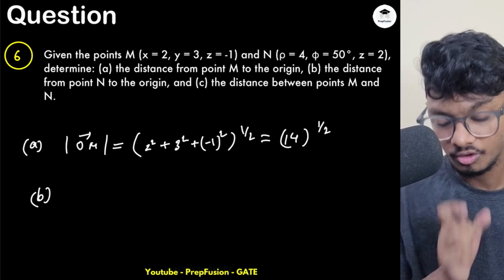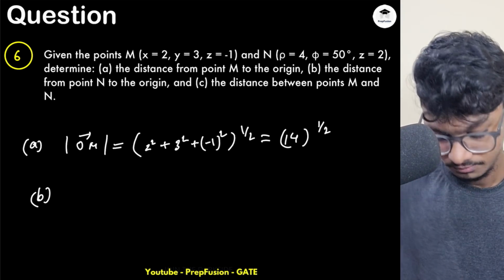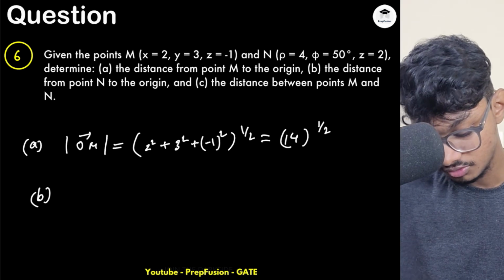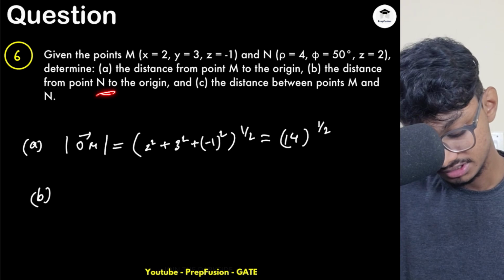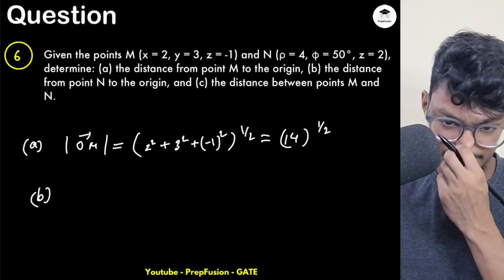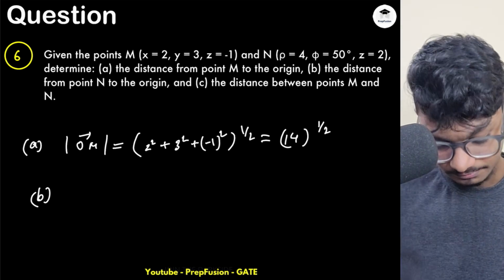Now, the distance from point N to the origin. So what is the distance of point N? It is not simply the 4, because I have Z as well. So where does point N lie? Point N will lie somewhere from here, if you remember.